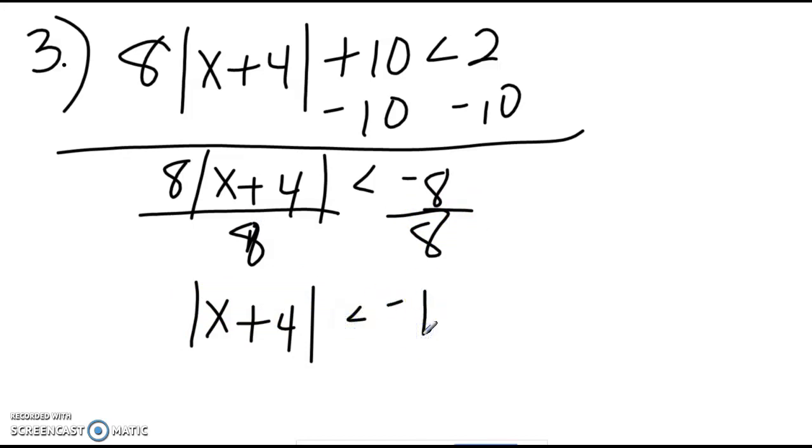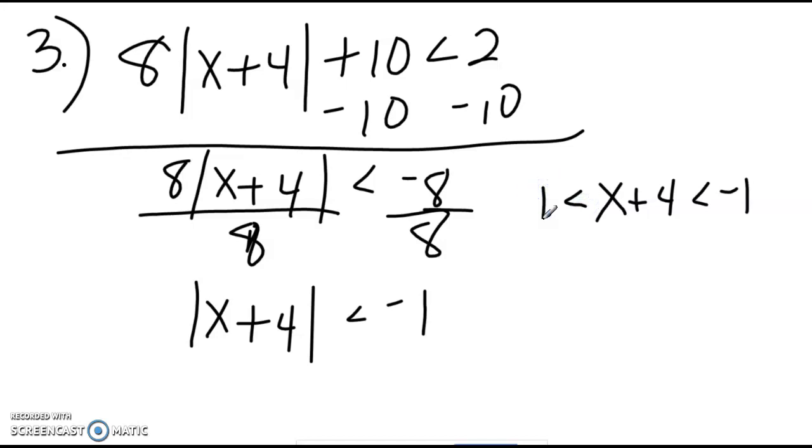So you can read this and you can say, will I ever have an absolute value that is less than negative 1, smaller than a negative 1? No, because we can never have an absolute value that is negative. But what if you can't see that? That doesn't connect for me. So I'm going to rewrite this as an in-between because it's a less than. So I would write it as x plus 4 is less than negative 1, greater than 1, correct?